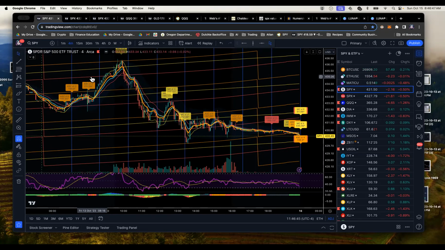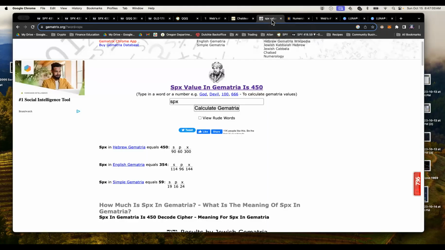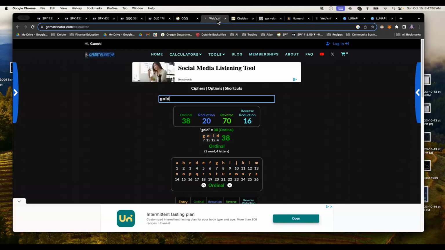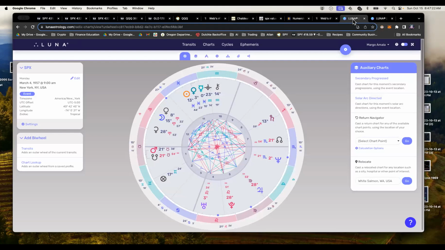I started with things like the Fibonacci sequence and basic divisions of harmonics of 360. And I wasn't quite satisfied with any of those. So I started getting a little creative, and I came over here to some gematria calculators. And there's different ones. So there's different gematria systems. And so I started running gematria numbers for each of these names of the instruments. And then I also pulled up the natal dates.